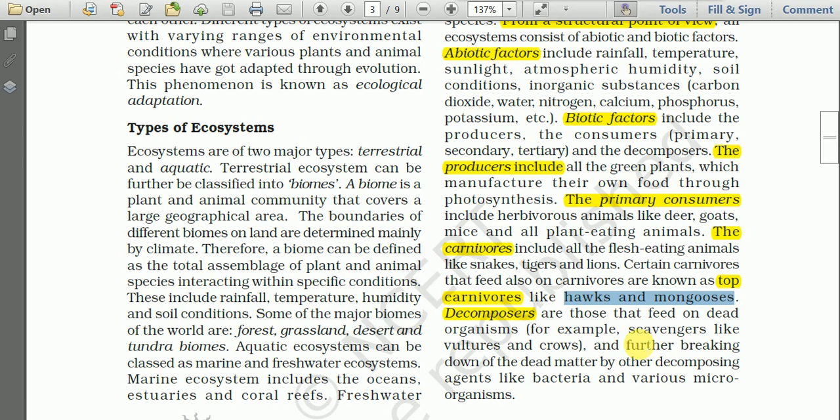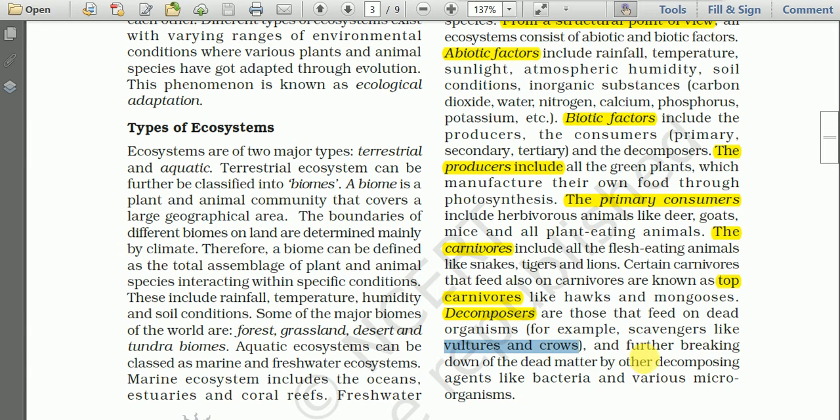Then what are decomposers? Decomposers are those that feed on dead organisms. For example, the scavengers, like vultures and crows. Scavengers means any animal that feeds on refuse or other decaying organic matter. Any animal that feeds on refuse or other decaying organic matter is known as a scavenger. So examples of decomposers we have vultures and crows.